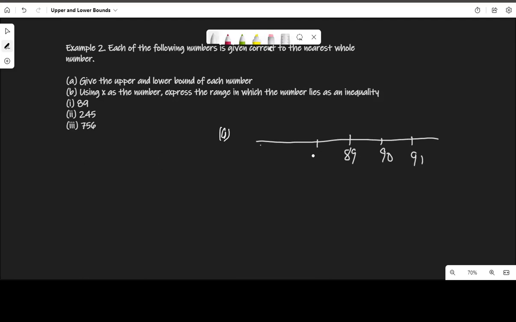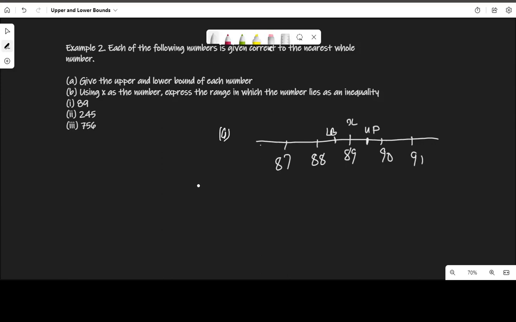Before 90, rather before 89, we have 88. And before 88, there should be 87. So the number in question is 89. The lower bound of 89 is the number between 88 and 89, while the upper bound is the number between 89 and 90. So, lower bound, upper bound.